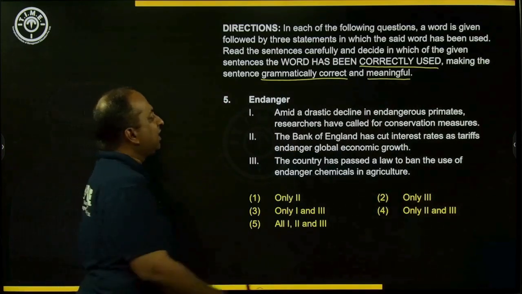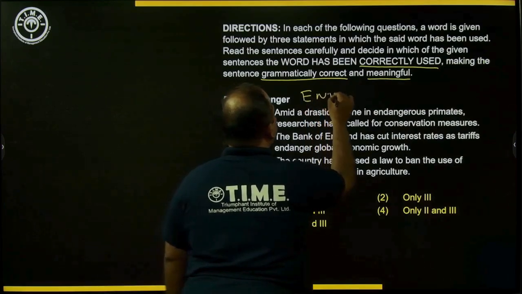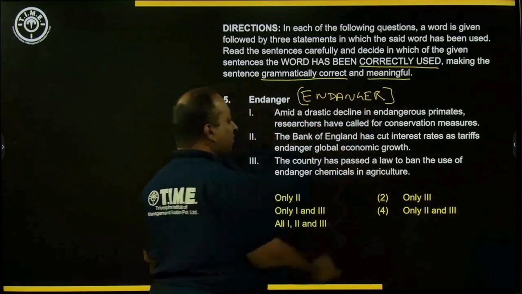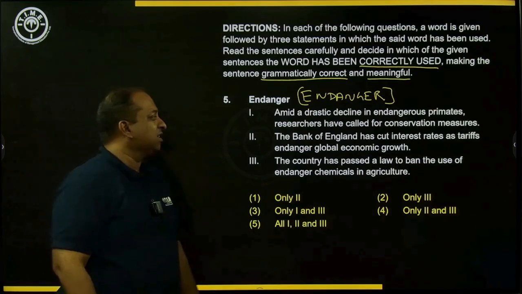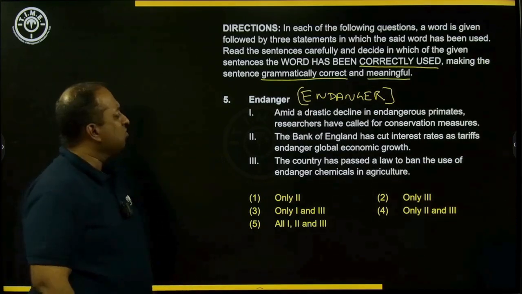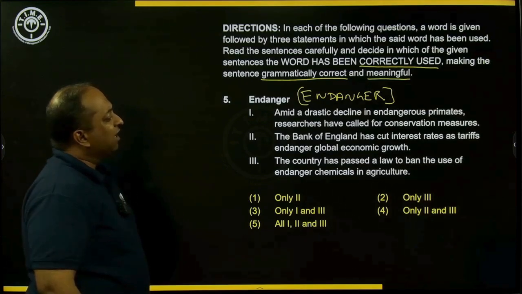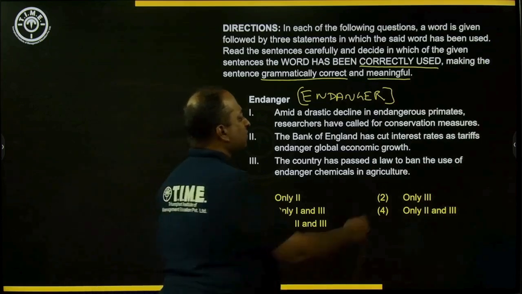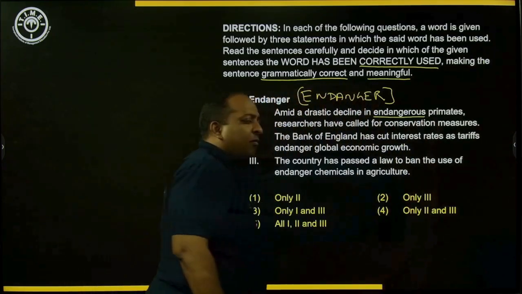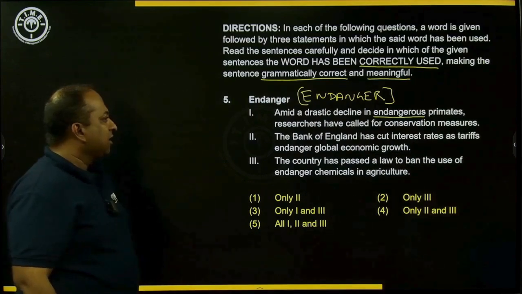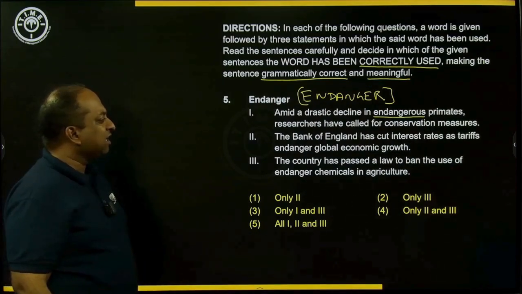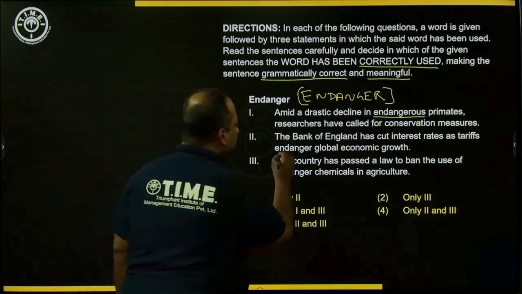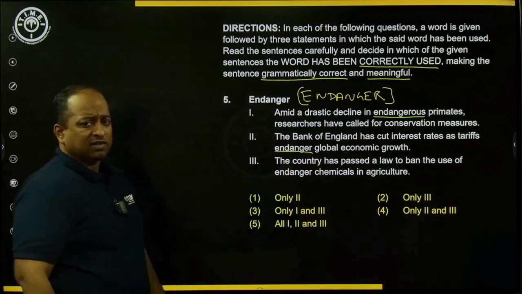So look at the word endanger, E-N-D-A-N-G-E-R. This is useful to know the spelling of the word and how it's pronounced. It's endanger. Let's look at the three ways in which this word is used. Amid a drastic decline in endangerous primates, researchers have called for conservation measures. So the word is being used here in a different form, endangerous. Second statement: the Bank of England has cut interest rates as tariffs endanger global economic growth. So here the word endanger is used in its original form itself.